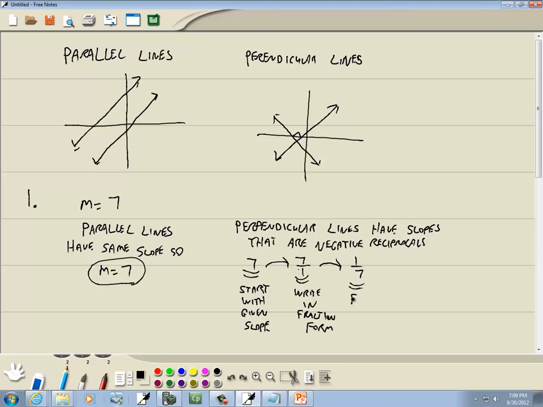Then we're going to flip it. Top goes to bottom, bottom goes to top. That's the reciprocal part. Reciprocal means fraction flipped. And then we'll change its sign. So it goes from positive 1/7 to a negative 1/7. So for a perpendicular line, the slope is going to be negative 1/7. Now, it's pretty easy once you get used to it. For perpendicular lines, you think of it in fraction form if it isn't already in one. Flip it, change the sign, and that's the slope of a perpendicular line.